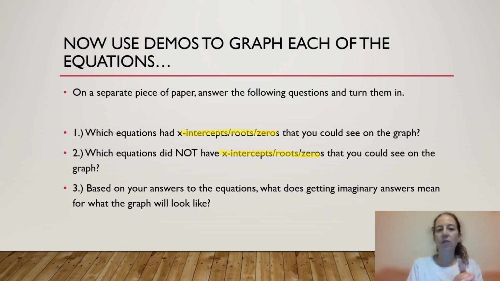And then here's the critical question. Based on your answers to the equations, what does getting imaginary answers mean for what the graph will look like? So if you're solving an equation and you get imaginary answers out, what does that mean about the graph? That's the one that I'm really going to be paying attention to. But you can't get that one right if you get 1 and 2 wrong. So you need to make sure that you're tending to all parts of this, and then that will be your assignment for this lesson.